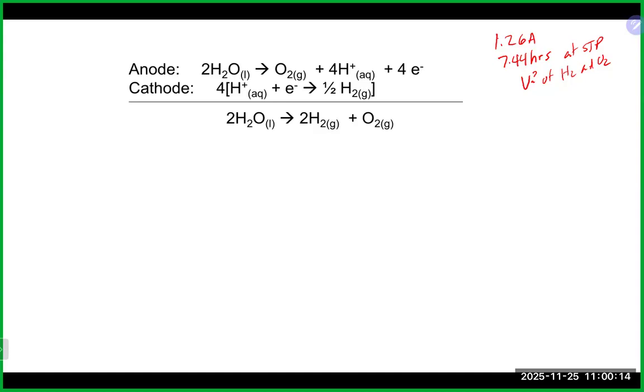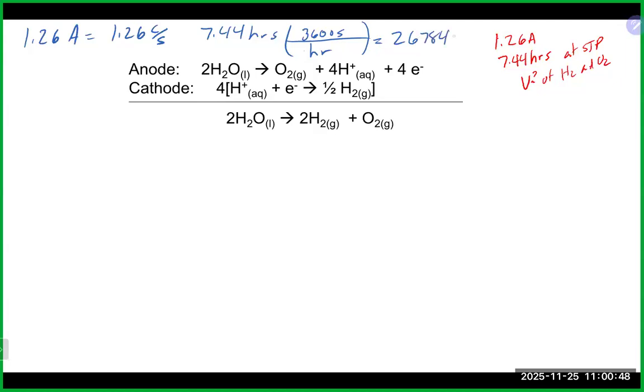Again, in this case, we are given the amperage, and we're given how long the cell runs for. So we can do our normal beginning here. We have 1.26 amperes, which is 1.26 coulombs per second. We also have 7.44 hours, which is how long we're running the cell for. So we'll get that into seconds, so we have everybody in the right units here. An hour is 3,600 seconds, so 7.44 times 3,600 gives us like 26,784 seconds.